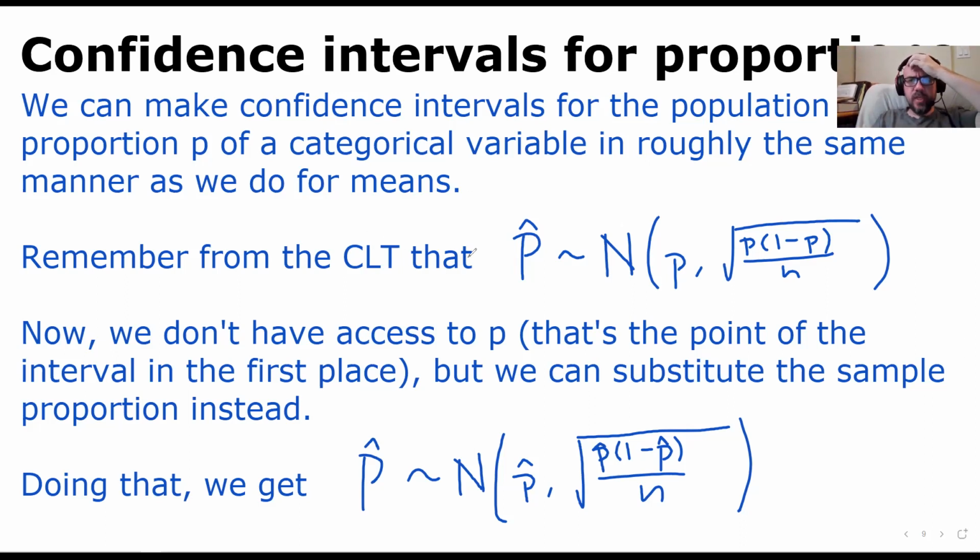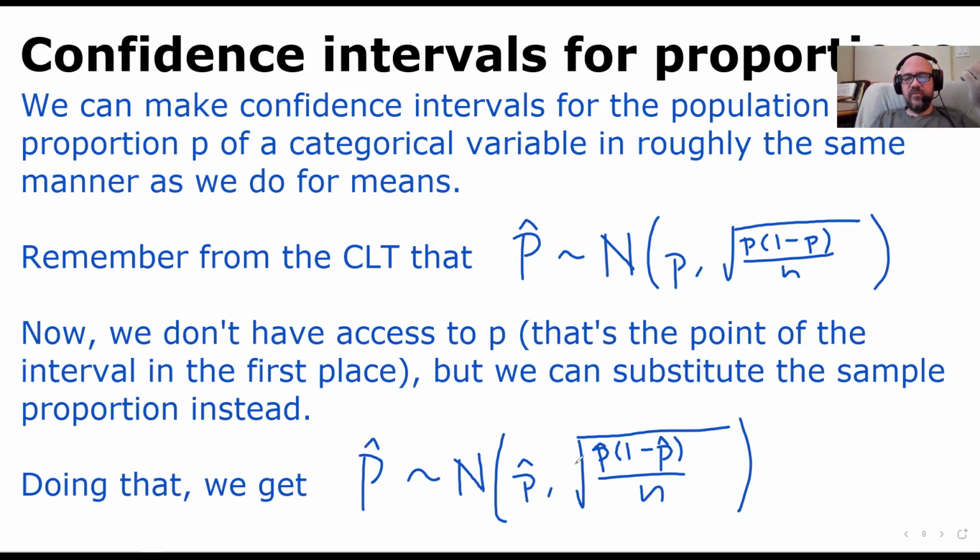So the central limit theorem tells us that P hat, or the sampling distribution of P hat, is approximately normally distributed with a mean of P and a standard deviation of square root of P times 1 minus P over N. Now, we don't have access to P, which is literally why we're making a confidence interval: we're estimating P, so we clearly don't have it. So what we can do is substitute P hat for P. Now, this doesn't have the same effect on the distribution as it does when we substitute X bar for mu, or when we substitute S for sigma. I know it feels like it should, but it doesn't.